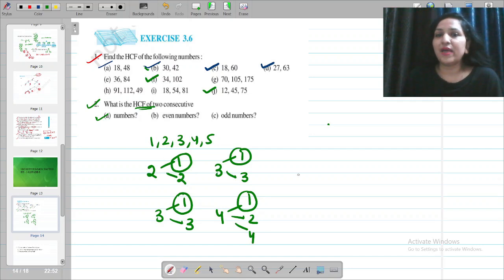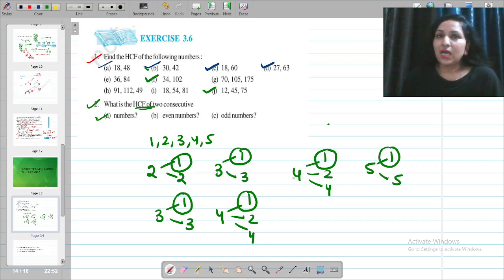Let us check for another combination. Let's say 4 and 5. Factors of 4, 1, 2 and 4. 5 again being a prime number, factors are 1 and 5, which is common, 1 once again. So what conclusion can we draw out of this? The highest common factor of any 2 consecutive numbers is always 1. It goes true for any pair of numbers provided they are consecutive. They are coming one after the other.